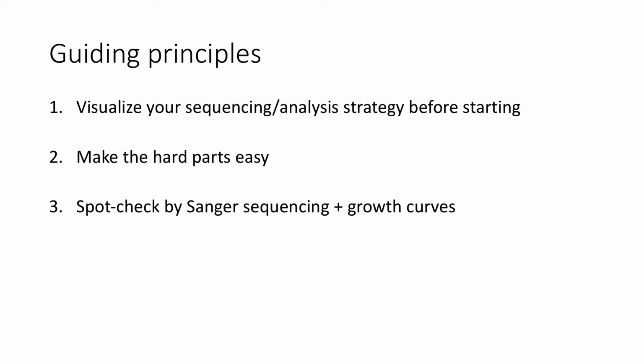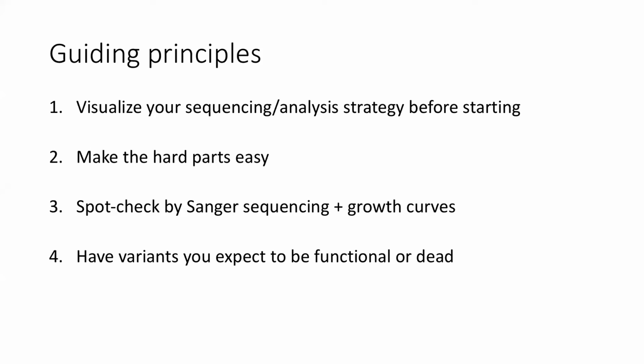Third, as you're going through your library construction, spot checking by Sanger sequencing and/or growth curves, if that's a possibility, is a great idea. You don't need to be deep sequencing your library after every construction step. You can just pick 20 or 30 colonies and look at what your mutation distribution is. And this can save you a lot of time and money if the inverse PCR doesn't happen to work the first time, which I think is pretty typical.